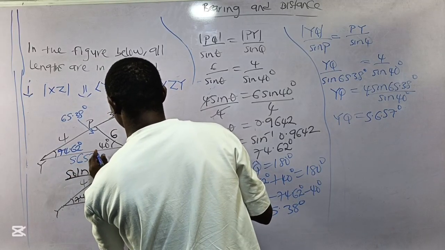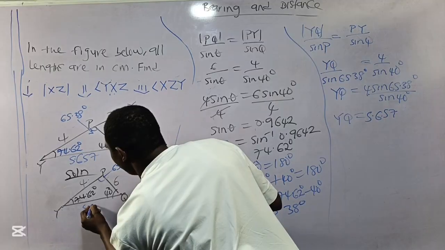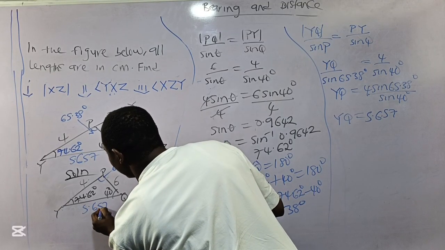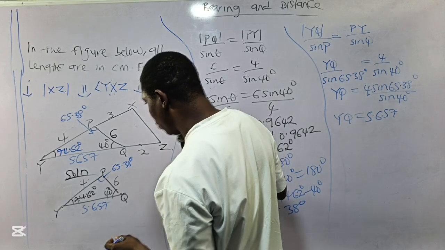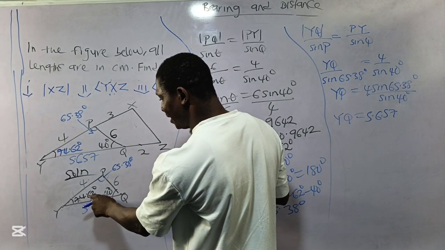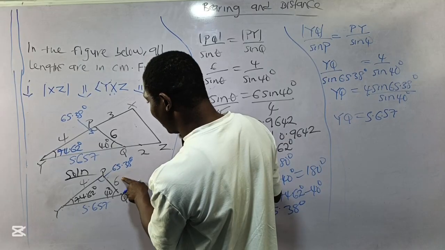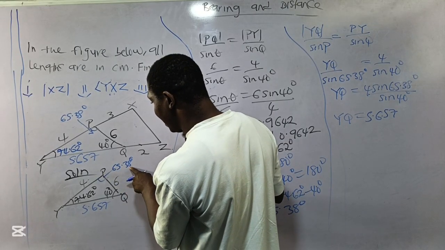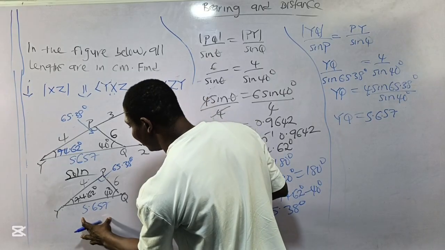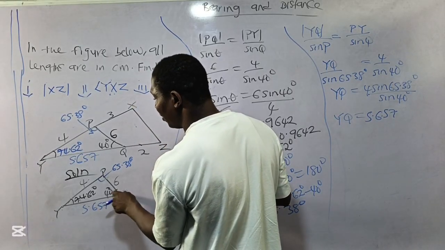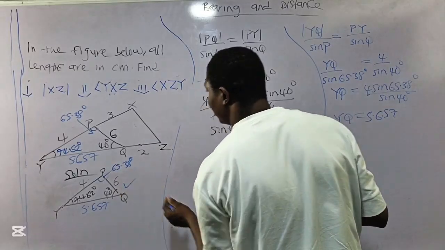5.657 what? Centimeter, not degree, it's a side. 5.657 centimeter. Now we verify, where is the biggest angle? The biggest angle is 74.62 degrees and it carries the biggest side. The next angle that is bigger is 65.38, which gives me 5.657 as the corresponding side. And the least angle is 40 degrees and it has the least side, which is YP, 4 centimeter. So this is justified.